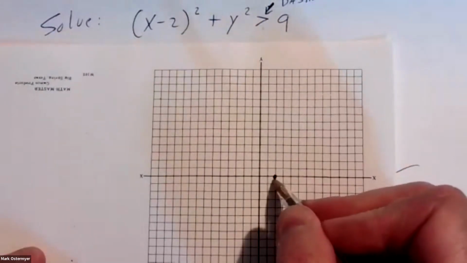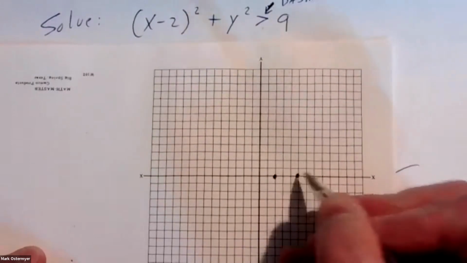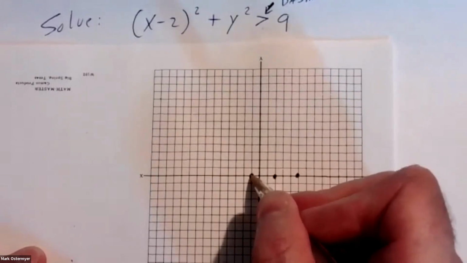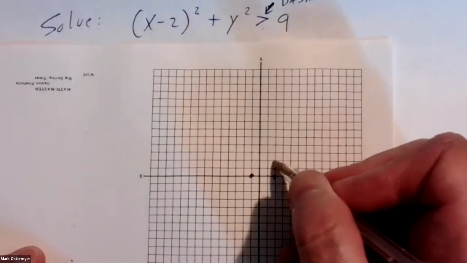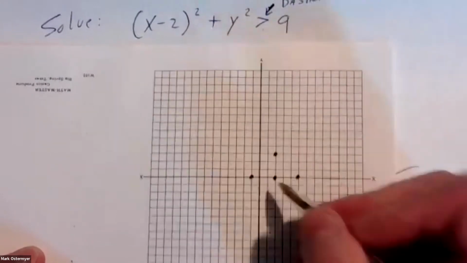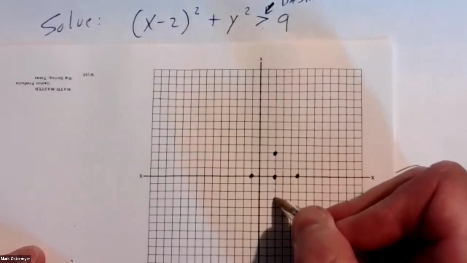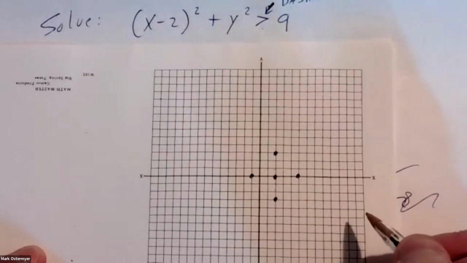That means if I go 3 to the right of the center, 1, 2, 3, I plot a point on my circle. If I go 3 to the left of my center, 1, 2, 3, I plot a point on my circle. If I go up 3 units from my center, 1, 2, 3, I plot a point on my circle. If I go down 3 units from my center, 1, 2, 3, I plot a point on my circle. Now I need to connect these points with a nice circle.